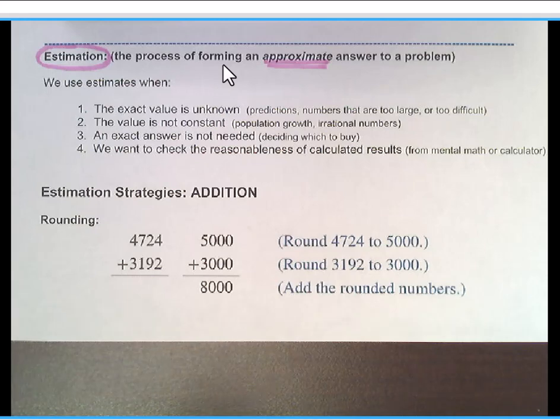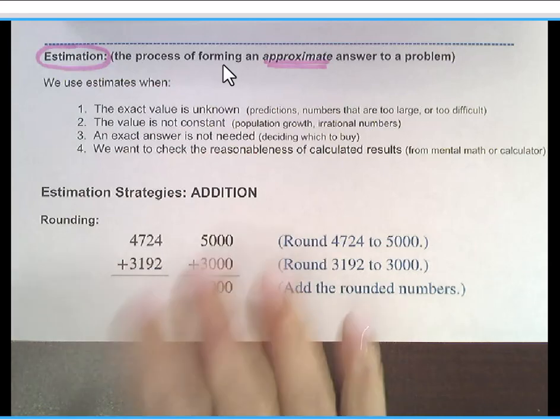You can just estimate. Or if we want to check the reasonableness of calculated results from either doing mental math or using your calculator, find out if the answer you're going to write down even sounds reasonable. Is it even in the ballpark? That's what we're trying to find out. Sometimes if you're buying things, like you have 3 items in your cart at Walmart and you're just estimating, oh, it's going to cost about $22 when I get up to the register. See, there's a lot of times we just estimate.